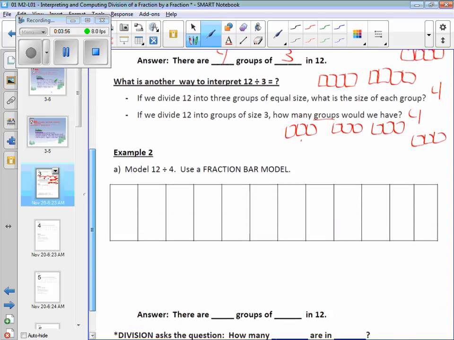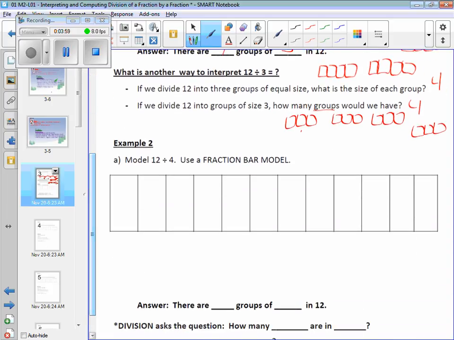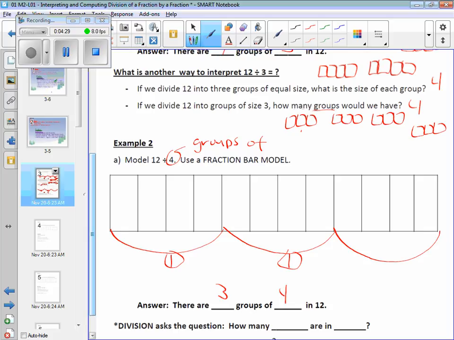All right, what about 12 divided by 4? Think of this number as groups of. How many groups of 4 can you make? Lucas Longo. 3. 3 groups of 4. I'll model it in 1 second. Groups of 4. There's a group. There's a group. And there's a group. For a total of 3 groups of 4.